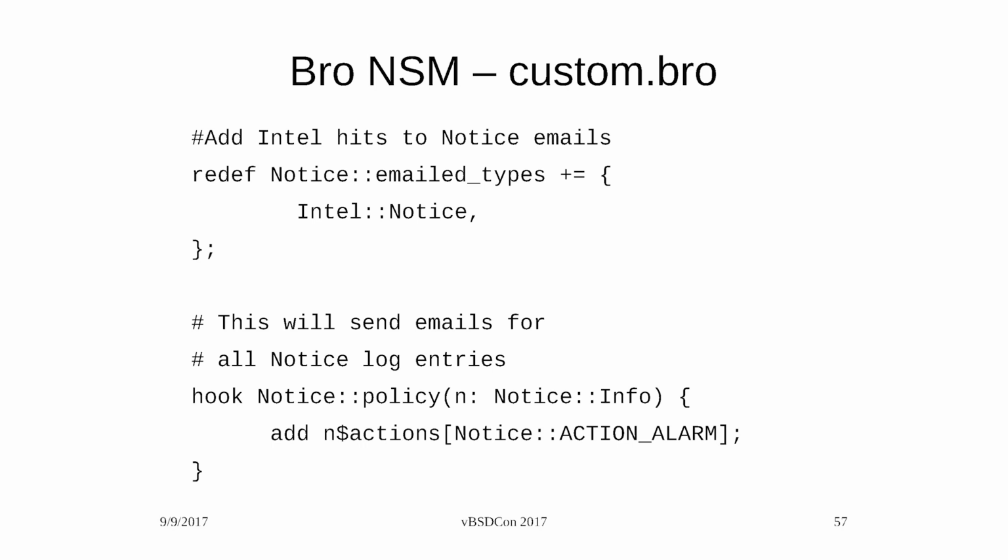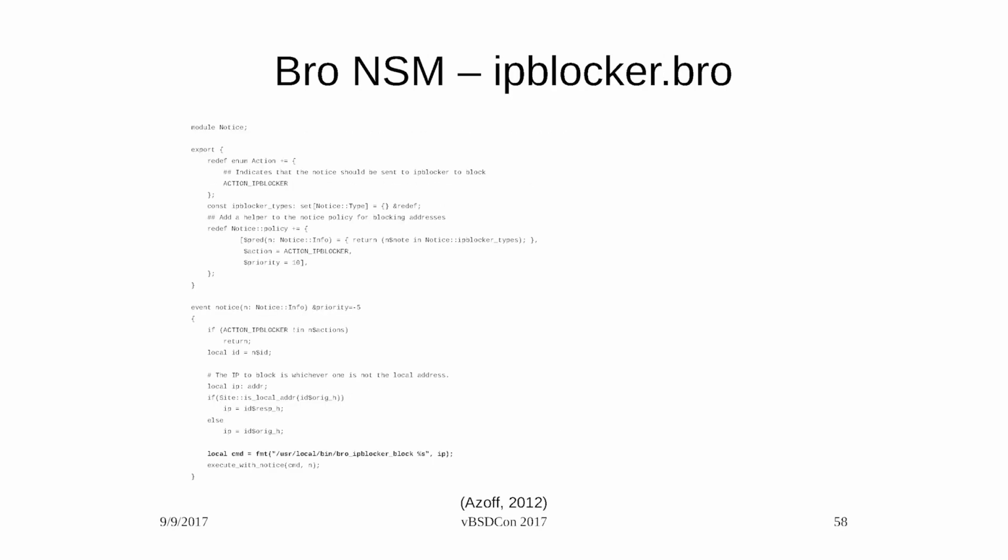To enable the Intel framework, this is just an example of how you redefine the scripts that run with Bro to add the Intel, so that every time I get an Intel hit, it sends me a notice alarm, and then I get that information for the Intel hit that occurred.